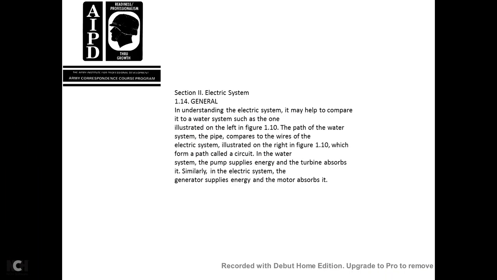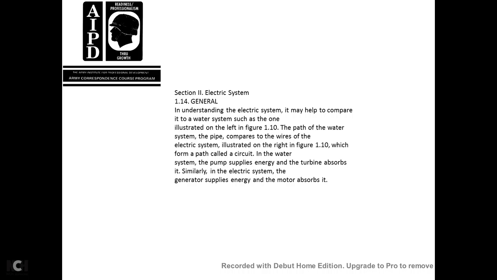Section 2, Electrical System. 1-4, General. In understanding the electrical system, it may help to compare it to the water system, as illustrated on the left of Figure 110, where the pipe is compared to the wires of the electrical system illustrated on the right of Figure 110, which form the path called the circuit.